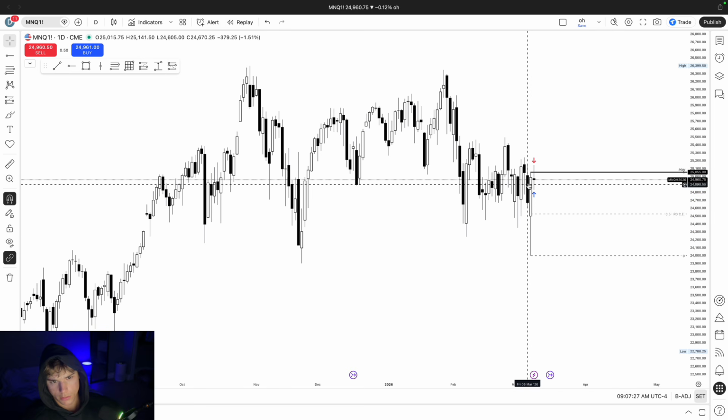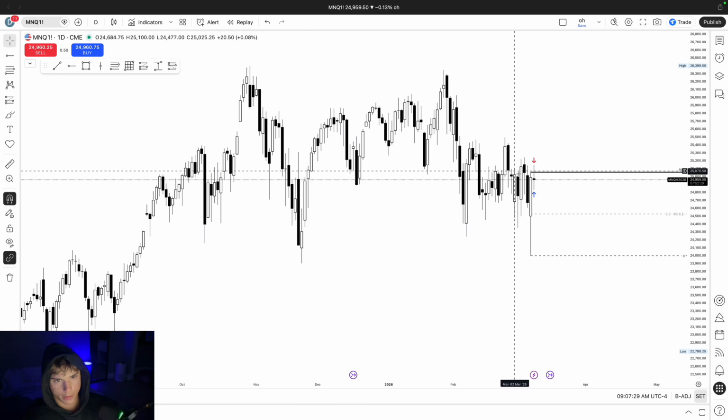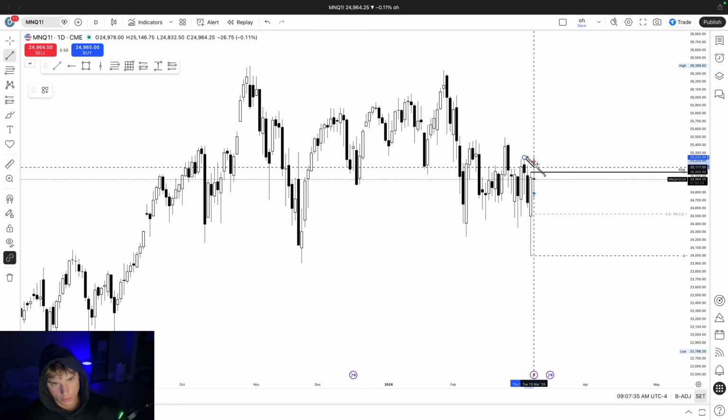We have this little itty bitty volume imbalance right here that we can continue higher. We have daily buy side liquidity, which is going to be this high right here. So we'll also mark that out.